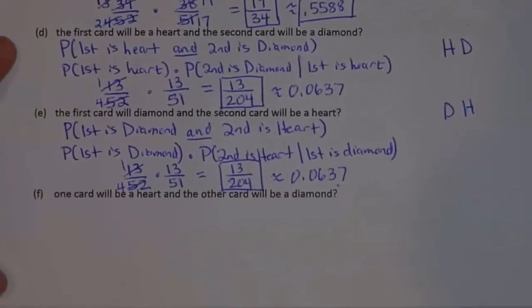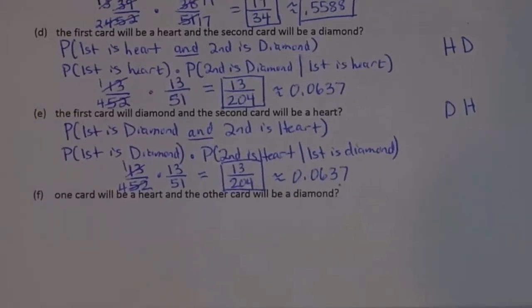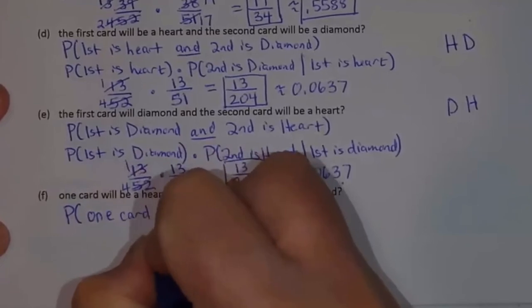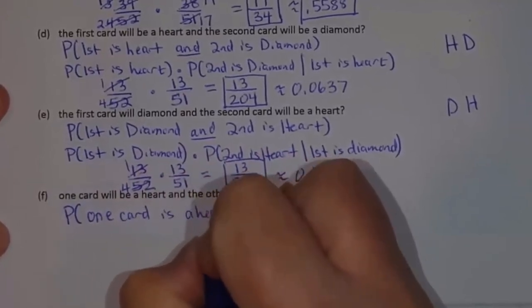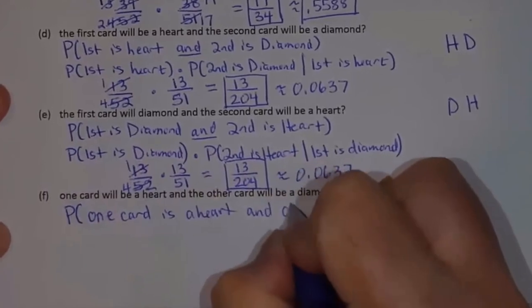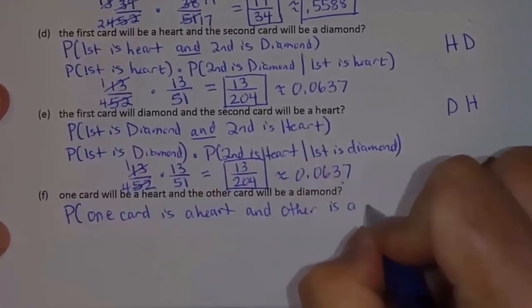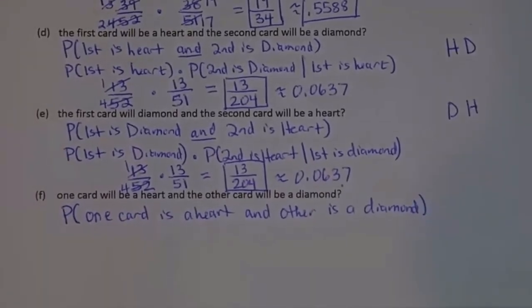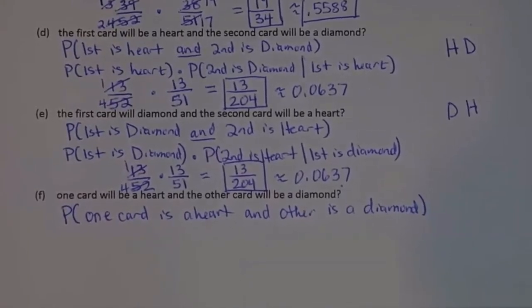Now look at question F. Question F's tricky. What is the probability that one card will be a heart and the other card will be a diamond? So probability one card is a heart and the other is a diamond. Now the reason why this is tricky is because this is really an or question in disguise. It's kind of a combination of ands and ors.